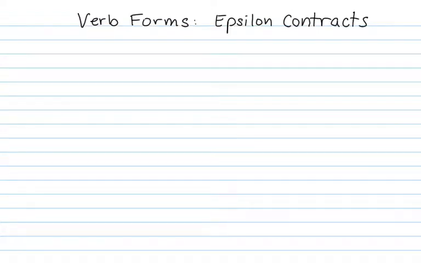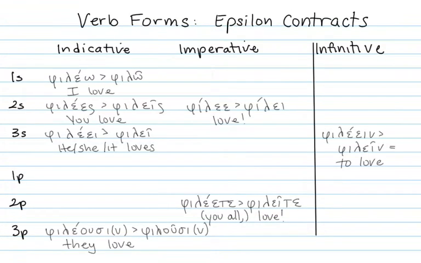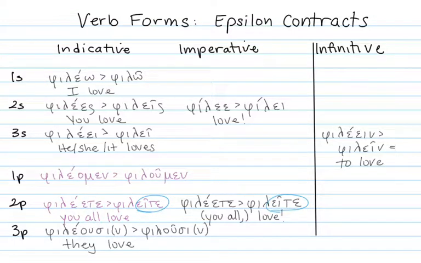Let's look now at an epsilon contract verb. So again, here's all the forms we already know. Our new forms are phileeta, which contracts to phileeta in the second plural. It means you all love, and again, it's the same form as the second person plural imperative. Then we learn phileomen in this chapter, we love, which contracts to philumen, again, we love.